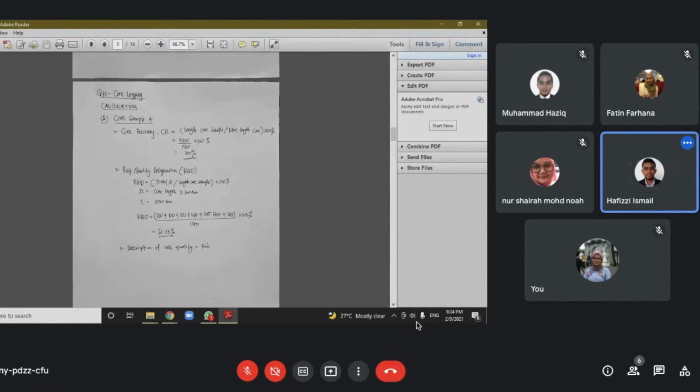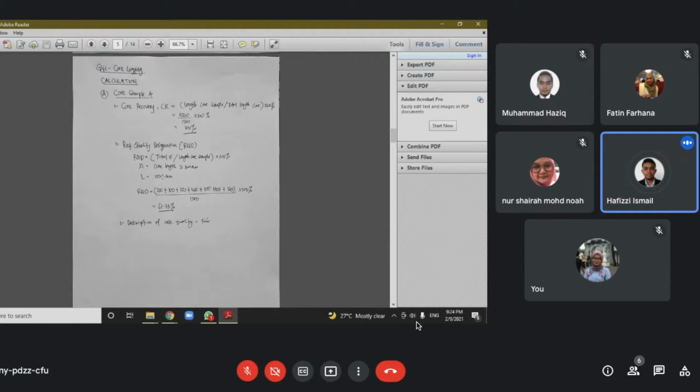First we must calculate the core recovery, CR, which is the length of core sample recovered divided by the total length of core. For core A, it recovered 1.5 meter, divided by 1.5 meter, so we get 100%. The second one is the rock quality designation, RQD, where the formula uses the distances between joints with measurements more than 100. We sum them up and divide by the total length of core sample recovered. So we get a value of about 61.33%.